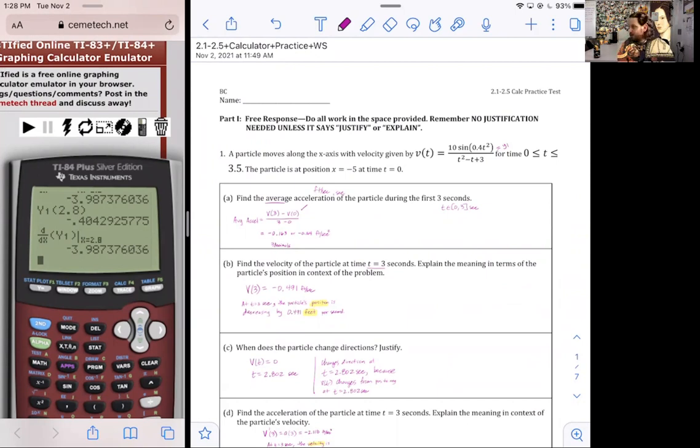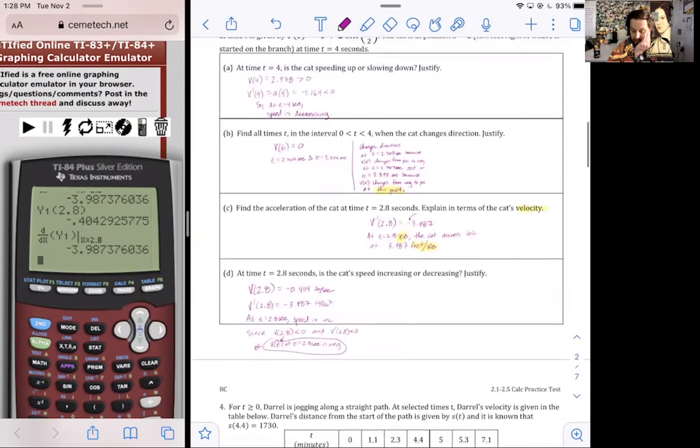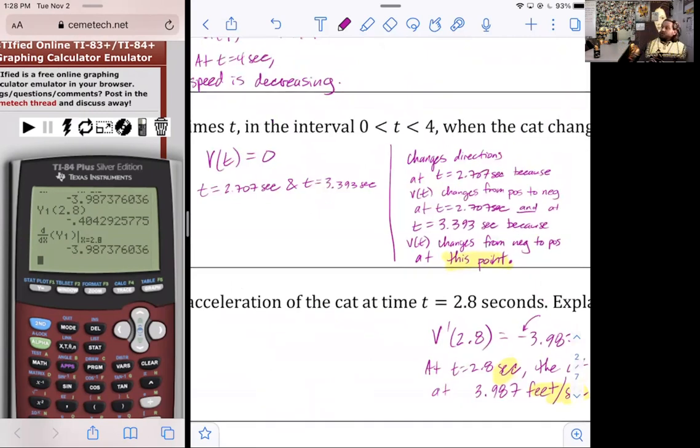All right. Comments, questions, quips, quotes, concerns? Can you go back to number 3B? 3B? Yeah.